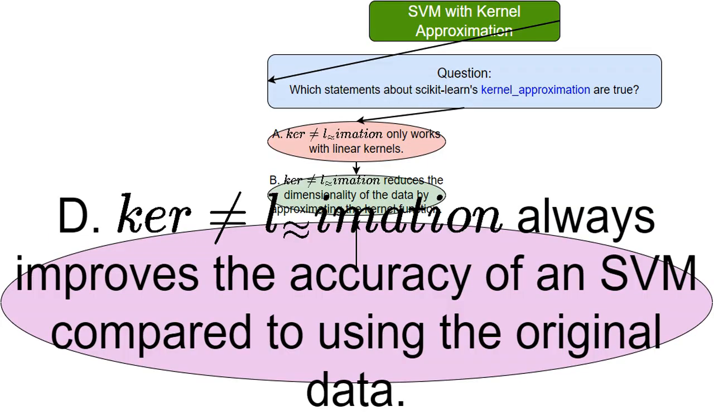Unfortunately, this is false. While kernel approximation speeds up the process, it does involve an approximation, so it might reduce accuracy slightly. It's a trade-off. Speed versus perfect accuracy.